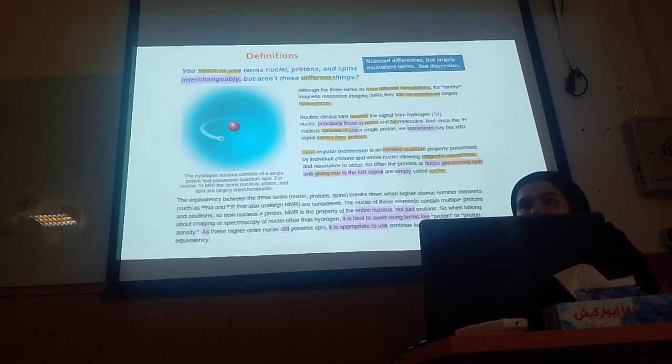What makes the image in clinical MRI is the hydrogen nucleus. Just the hydrogen nucleus. We can acquire signal from other nuclei, but not in clinical experiments.